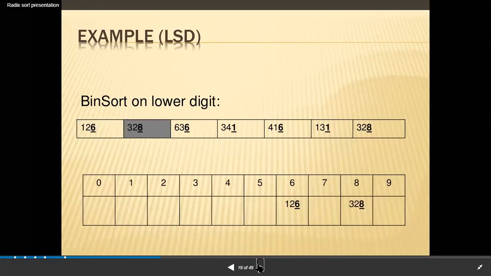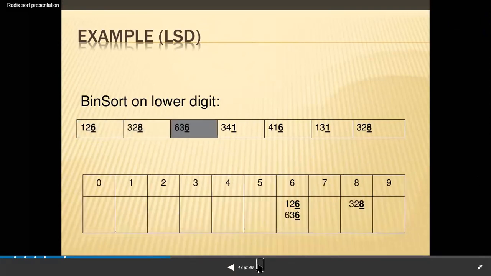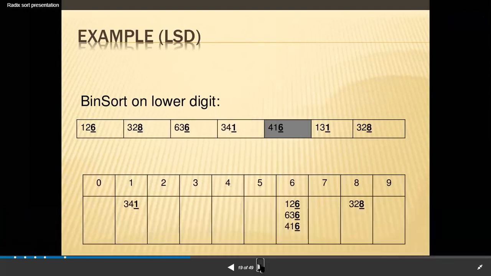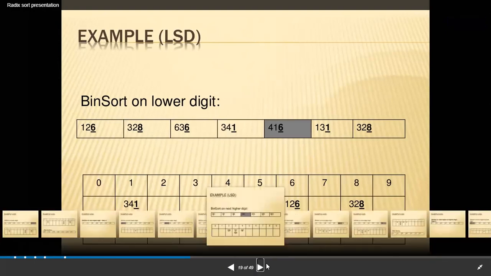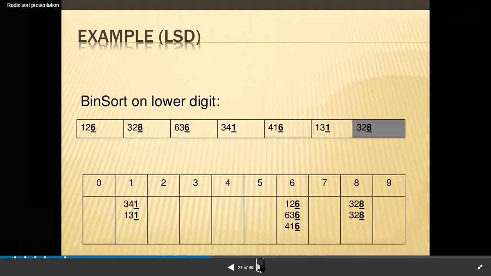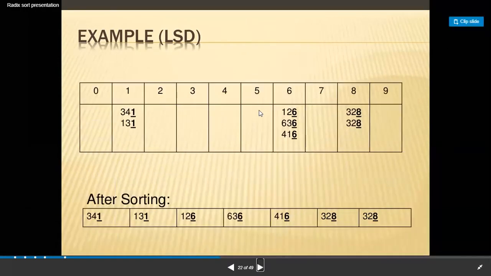One by one, you see 328 will go to this list, 341 will go into this list, 416 will go into this list, 131 will go into this list, and gradually all the numbers are listed here. So what is the next step? What we did was, by the value of the last digit, the lower digit, we have grouped the numbers into different categories. This is the category for 1, all the numbers that have 1 as the last digit. This is 6, this is 8. Now the next step: after this, we'll again push them back into the array.